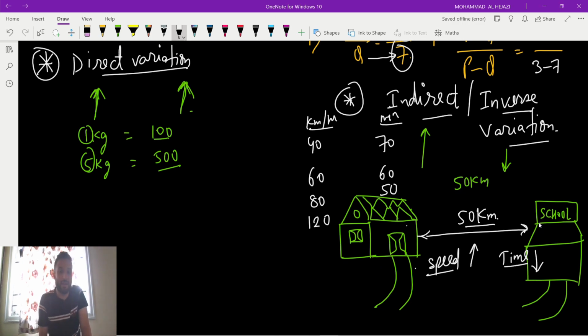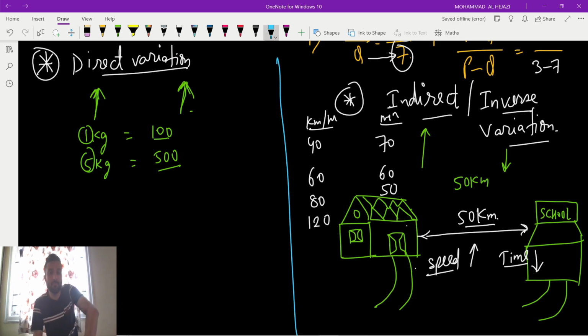So this is the indirect variation. If speed is increasing, time is reducing. Which means if one quantity is increasing, the other quantity will decrease. Okay, if you still have a doubt, I will give you one good example.